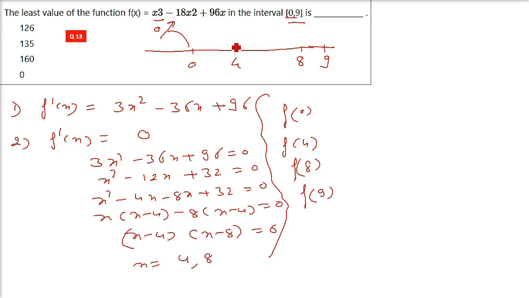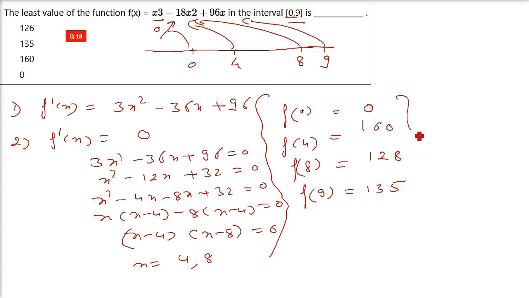So this 0, 4, 8, 9 you have to place in this equation. Try to find out the value, take the minimum out, that is the least one, and that is going to be your answer. Because we have to find out the least value of the function. So this is f0 is 0, f4 is 160, f8 you are going to get 128, f9 it will be 135. So what is the minimum value?